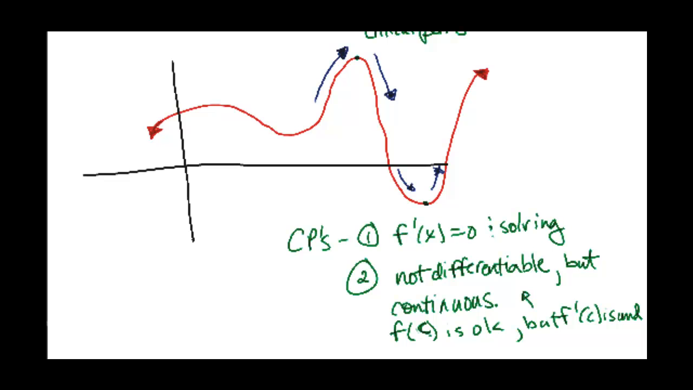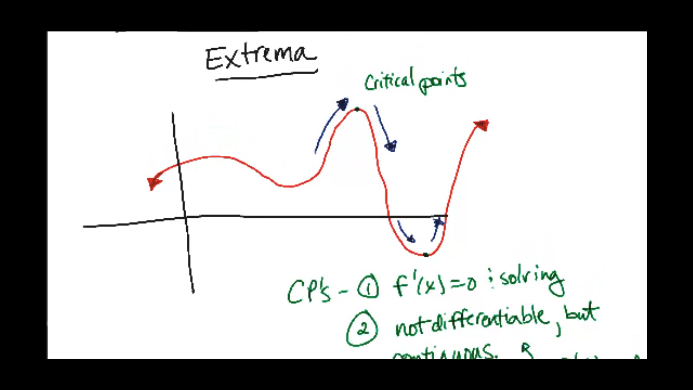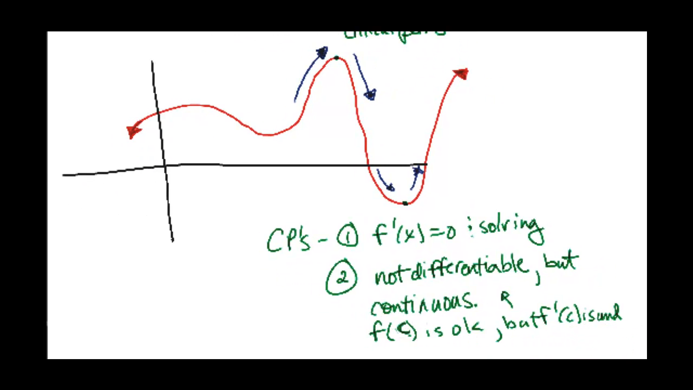So what is the difference between a relative and an absolute? Well, relative extrema are going to be any one of those increases and decreases. So if it goes up then down, that's a relative max. And then if it goes down then up, that's a relative min.